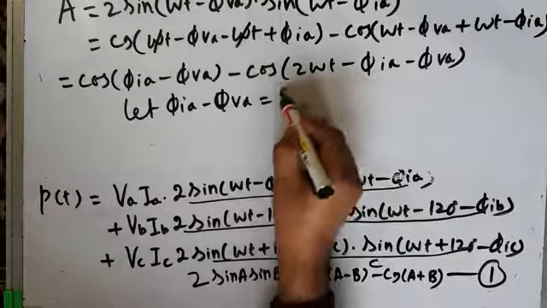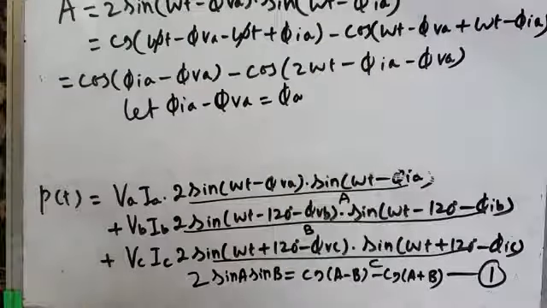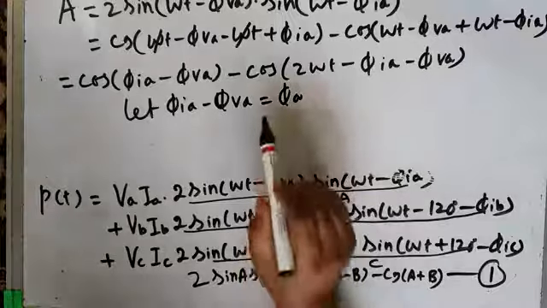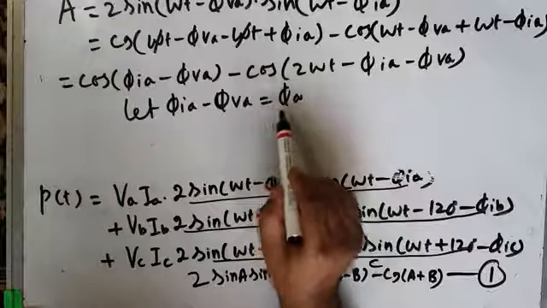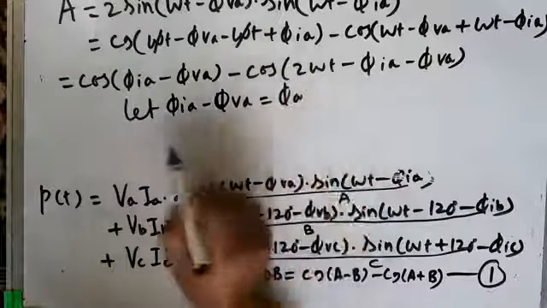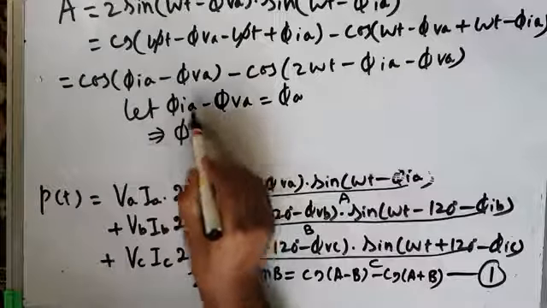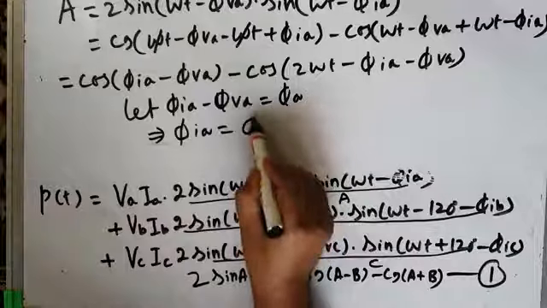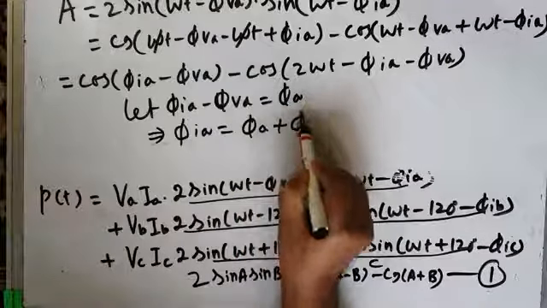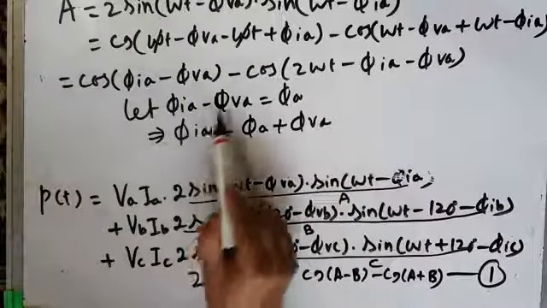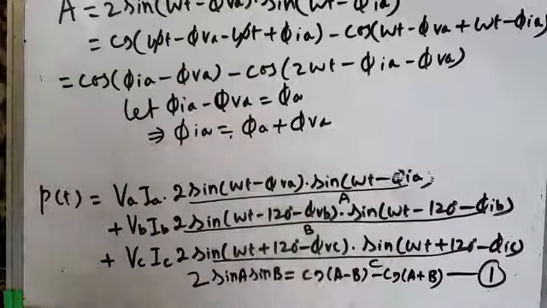Let us call this equal to phi A, where phi A is nothing but the phase angle by which current in phase A or line A lags behind the phase voltage VA. So IA lags behind VA by phi. So from this you can find phi IA. If you find phi IA, that will be equal to phi A plus phi VA. So substituting these two equations in this equation, let us see what we get.